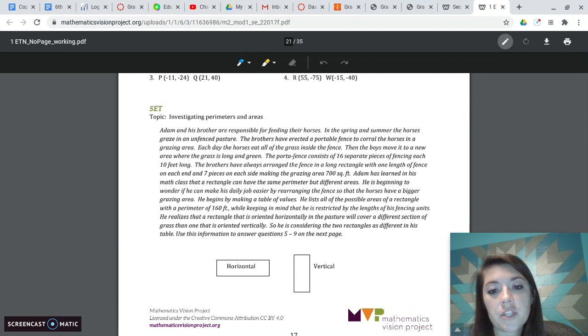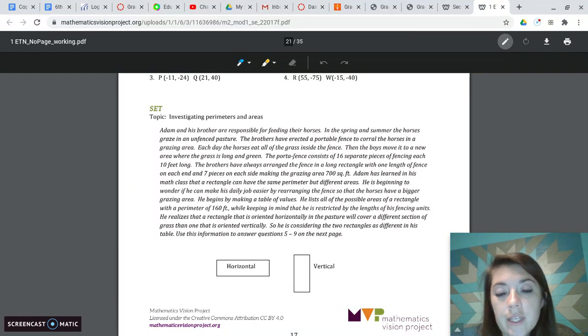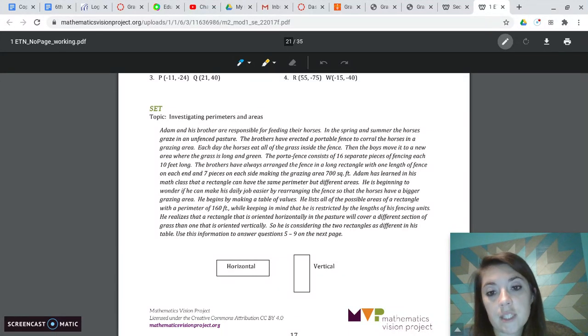The brothers have always arranged the fence in a long rectangle with 1 length of fence on each end and 7 pieces on each side, making the grazing area 700 square feet. Adam has learned in his math class that a rectangle can have the same perimeter but different areas. This is a true statement. He is beginning to wonder if he can make his daily job easier by rearranging the fence so that the horses have a bigger grazing area. He begins by making a table of values. He lists all of the possible areas of a rectangle with a perimeter of 160 feet.